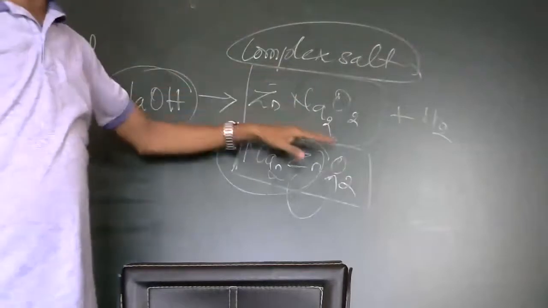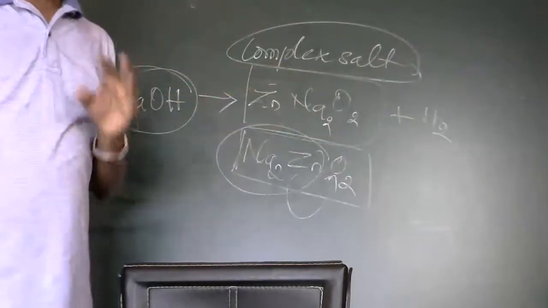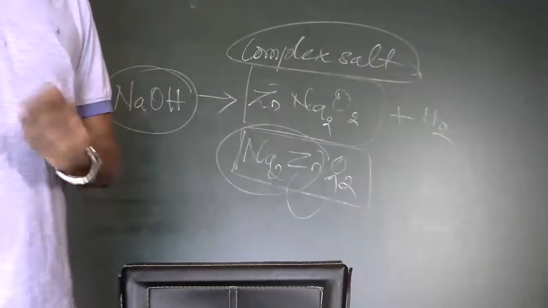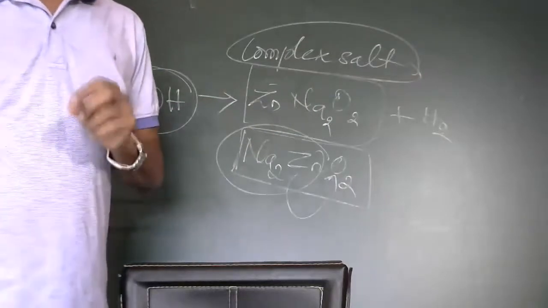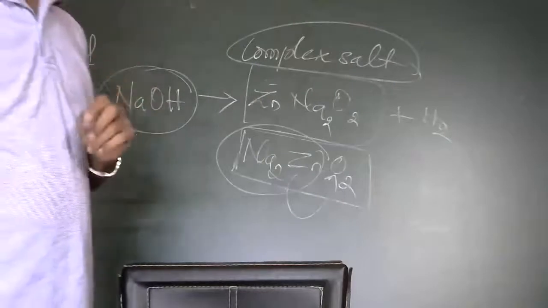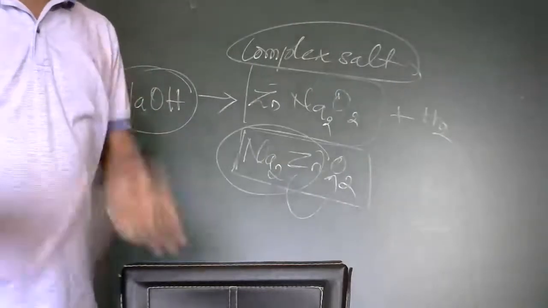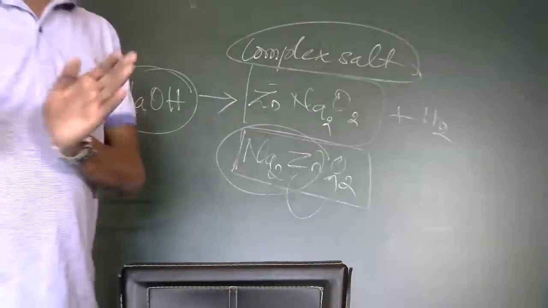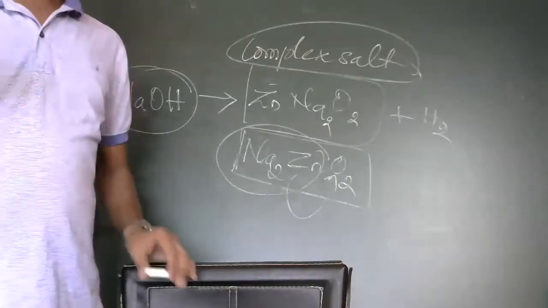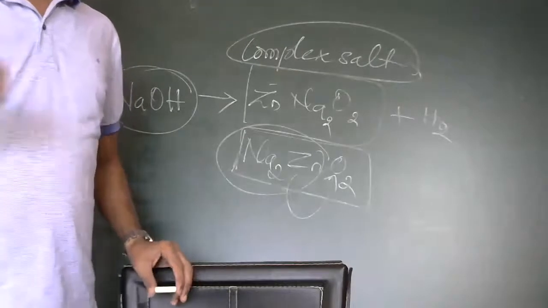Here I told you that all reactions cannot be written by valencies. Some reactions we have to do practically, and whatever products come, for that we do confirmatory tests.